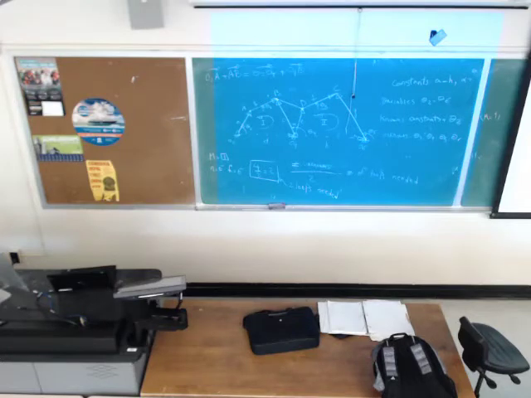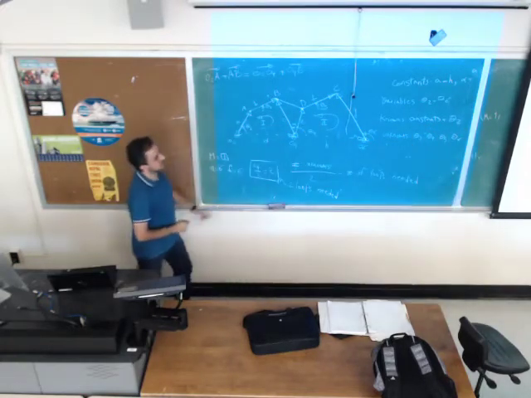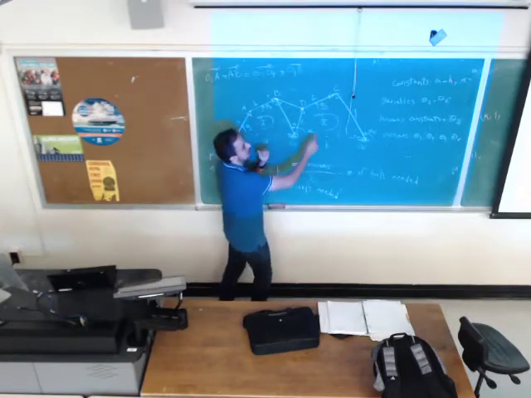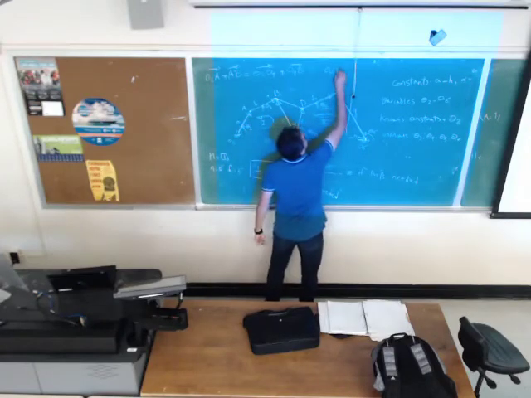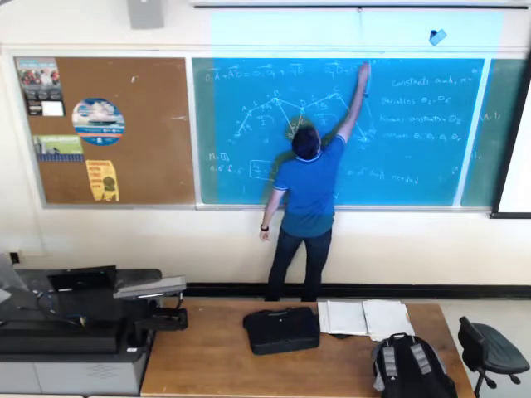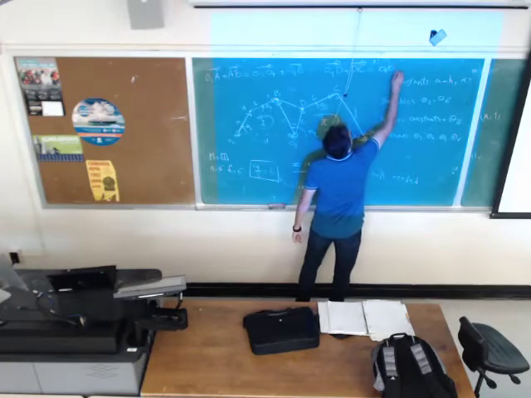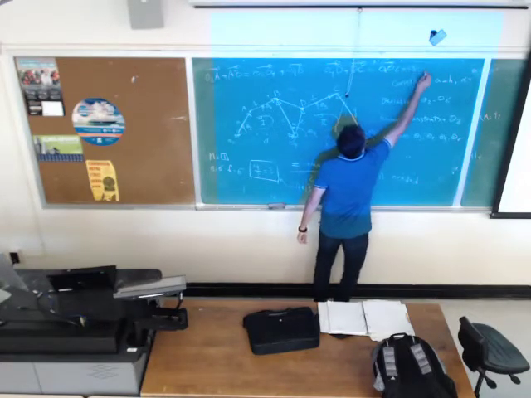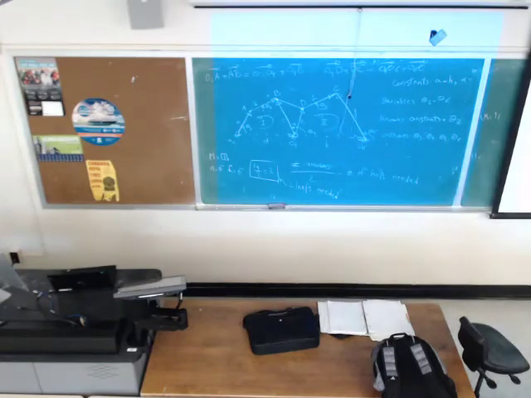Write the vector loop O4D plus DC equals O4O6 plus O6C. I'm talking about the second vector loop equation. In this loop, the constants will be E, F, G, H, and this angle, alpha. What would be the variables?